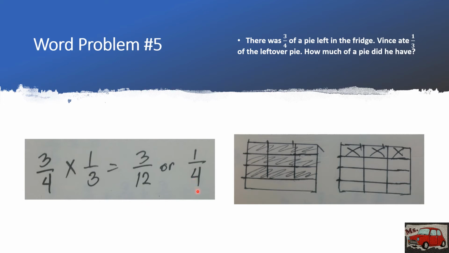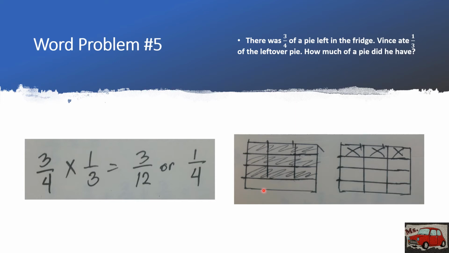Okay? So, kung gagamit tayo ng illustration, just imagine this. This is the whole pie. Okay? And then, hinati ko sa 4, tas ito yung 3/4. Ibig sabihin, ito yung natira at nandun sa fridge. Alright? So, since 1/3 daw nung natira yung kinain niya, so hinati ko sa 3. And then, 1/3 lang. Diba? So, ito lang yung kinain ni Vince.